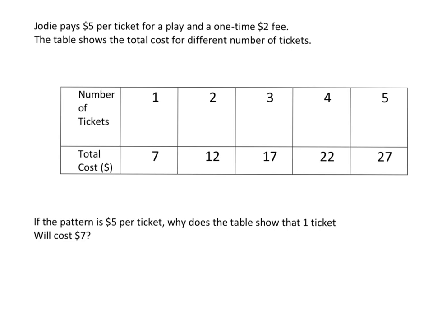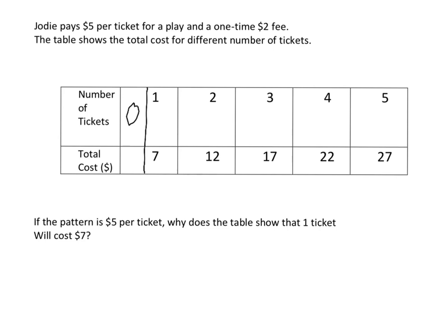It says Jody pays $5 per ticket for a play and a one-time fee of $2. The table below shows the total cost for different number of tickets. The question asks, if the pattern is $5 per ticket, why does the table show that one ticket will cost $7? So the first thing that I do here is I always like to add another column to get us back to zero number of tickets.